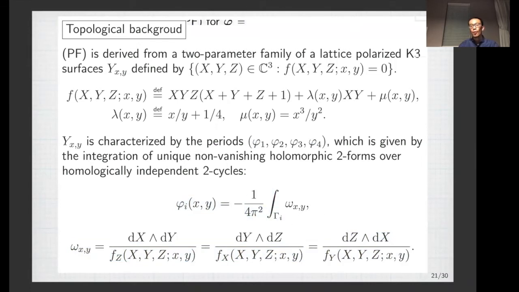And now omega sub xy denotes holomorphic two forms over the two cycles, and gamma I denotes the independent two cycles of the K3 surface. And we consider the differential equations with respect to these periods. We have the Picard-Fuchs type hypergeometric differential equation obtained.